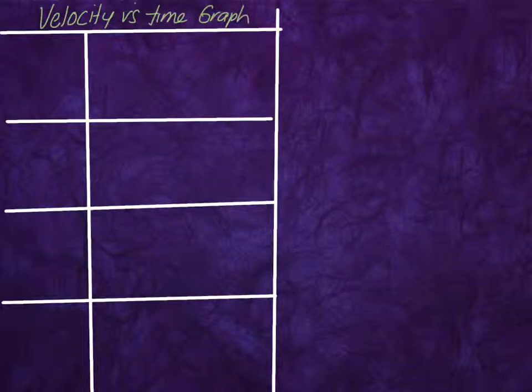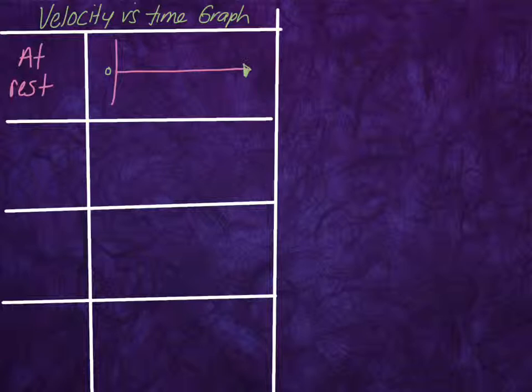Okay, we're doing a velocity versus time graph. This is the second part of your notes. We're going to start off with at rest, and what that looks like. So here's what the graph looks like. You got that. This is the zero line. I'm going to explain more about this.